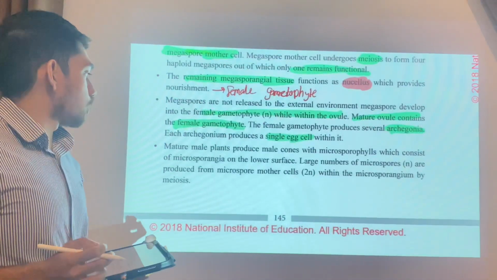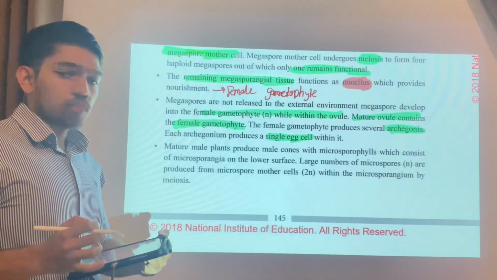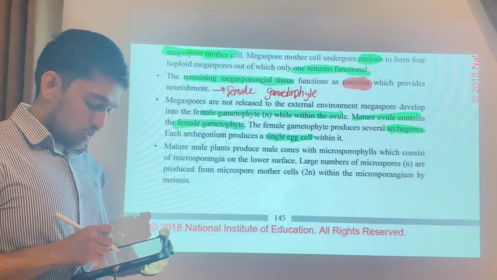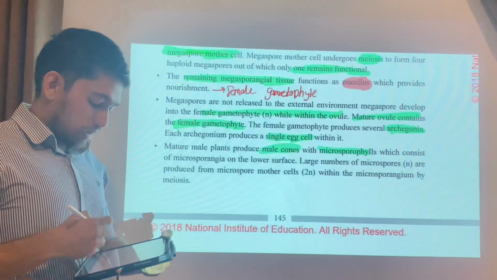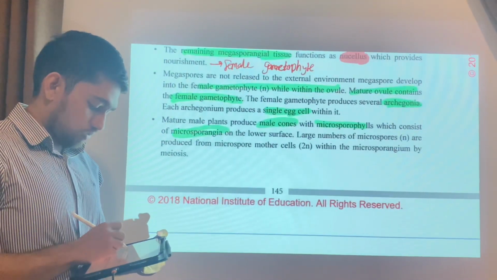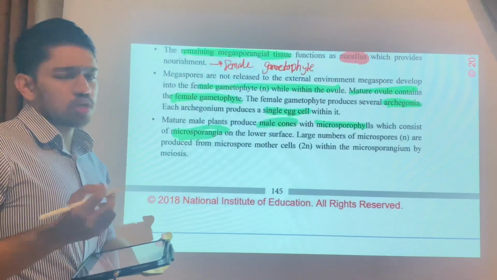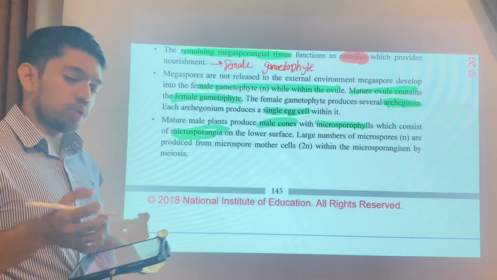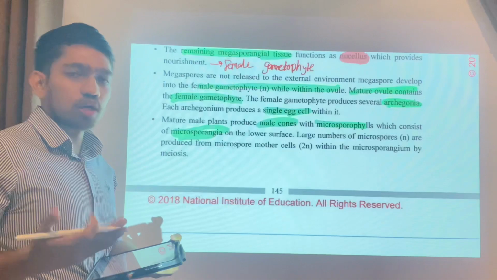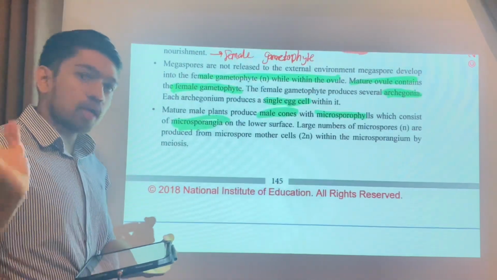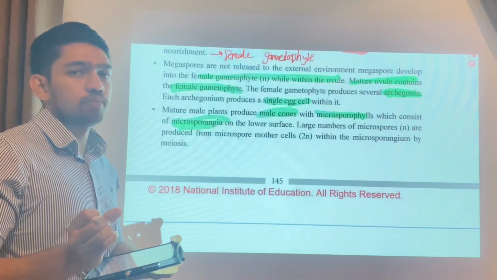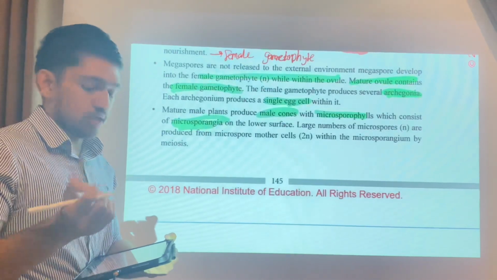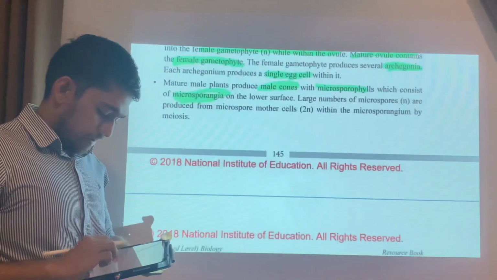Now the male sporophyte story. It will produce a cone of microspores, right? And it will have microsporangia on the lower surface, right? A large number of microspores are produced, right? Usually male gametes have to be produced in large numbers, right? Because they are the ones that are released to the outside, right? So they have to be produced in large numbers to have successful fertilization.